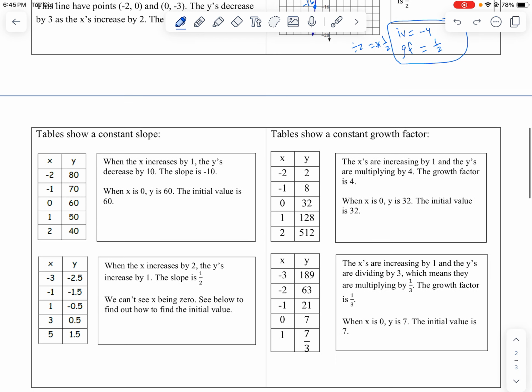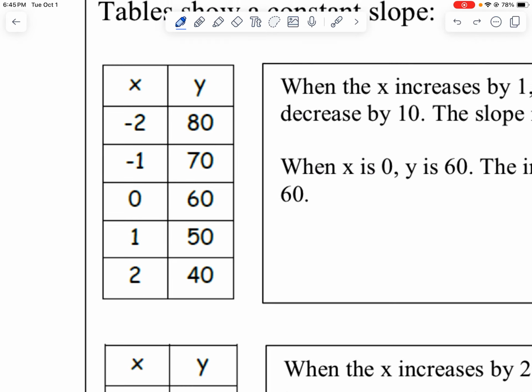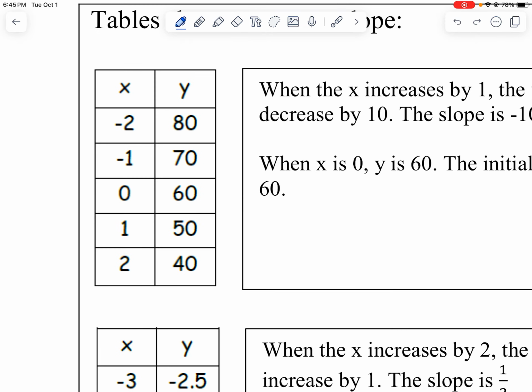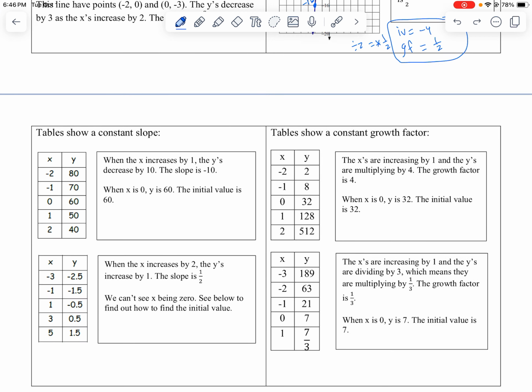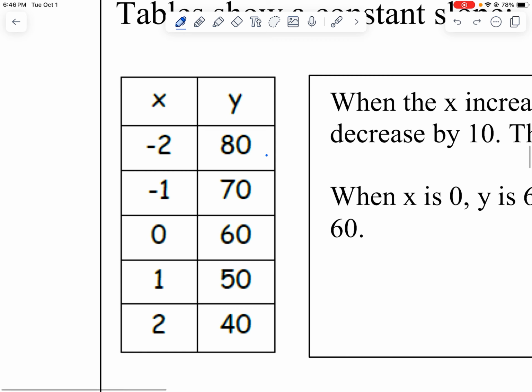When you get to tables, those can be a little bit trickier because sometimes not all the information's in the table. You have to figure it out, and we'll look at that in a second. But let's look at what things look like when you have a linear table. When you're given a table, exponential and linear tables, just at a glance, look exactly the same. They're both x's and y's in a table. But you have to find out what the pattern is.